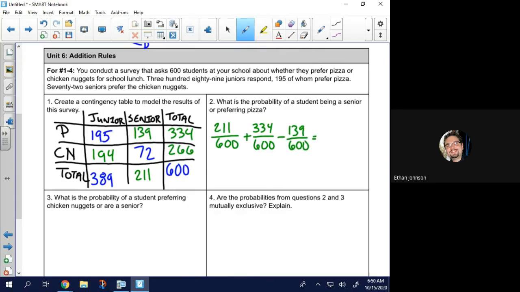As a quick reminder, to add or subtract fractions, the denominator or the bottom has to be the same, and we just add or subtract the top. So I know it's going to be out of 600. And 211 plus 334 minus 139 gives us 406. Once again, I'm going to leave my answer as a fraction.